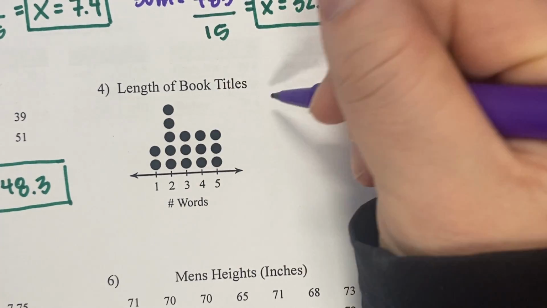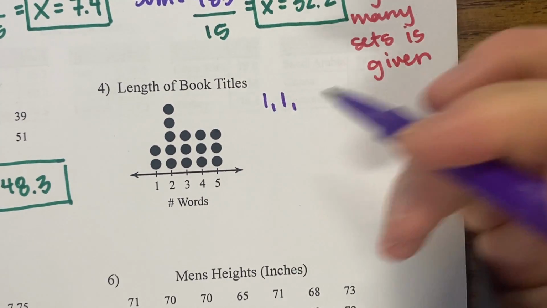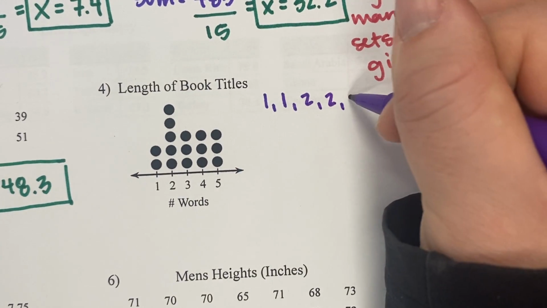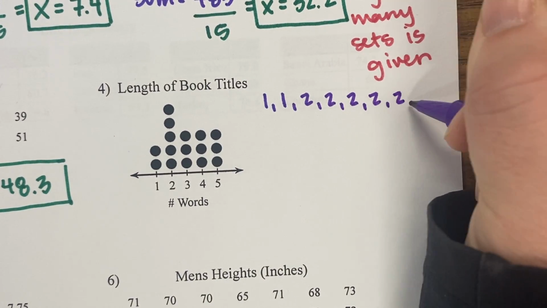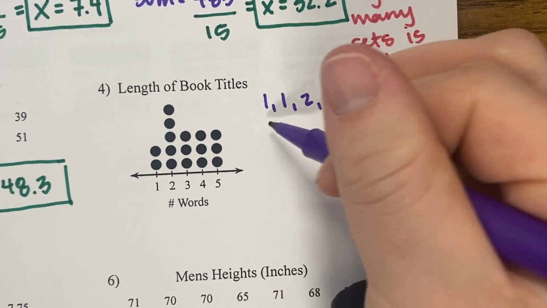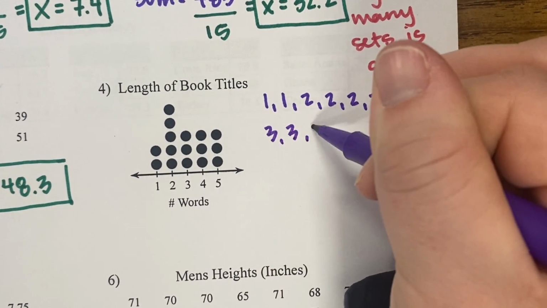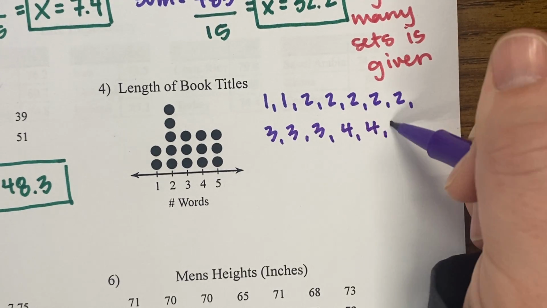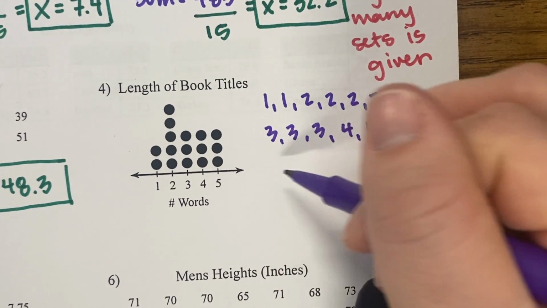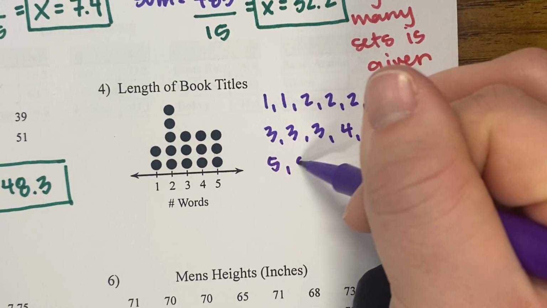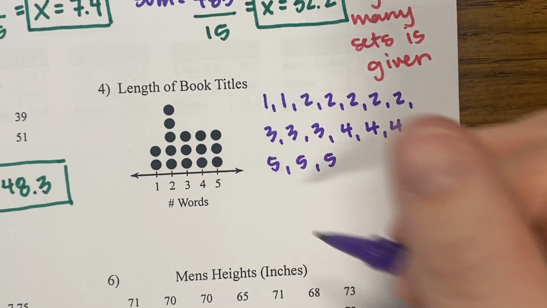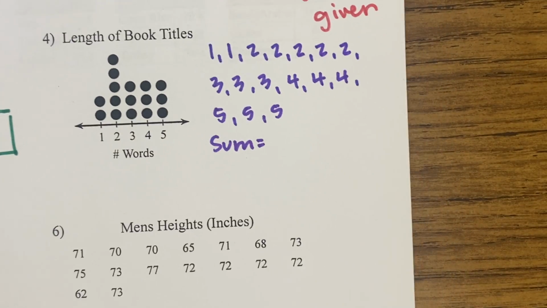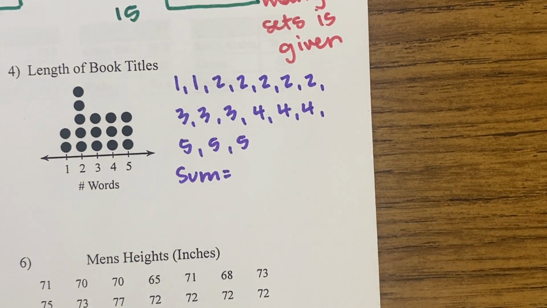So I have 2 ones, 1, 1. 5 twos, 1, 2, 3, 4, 5. 3 threes, 1, 2, 3. 3 fours, 1, 2, 3. And 3 fives, 1, 2, 3. Okay, so then I'm going to find my sum of all of those numbers added together.